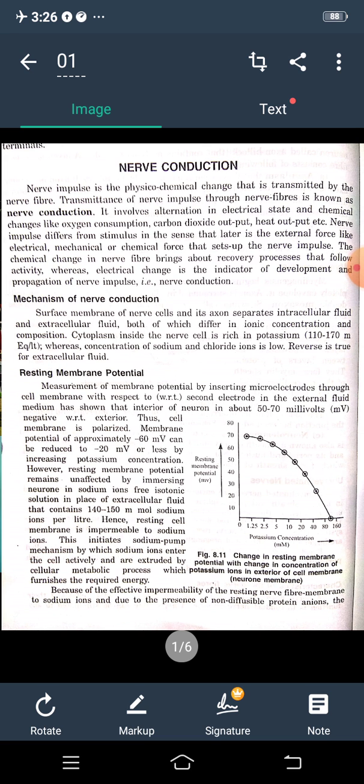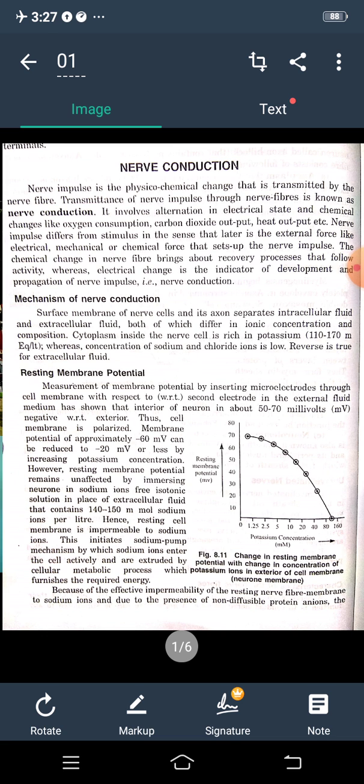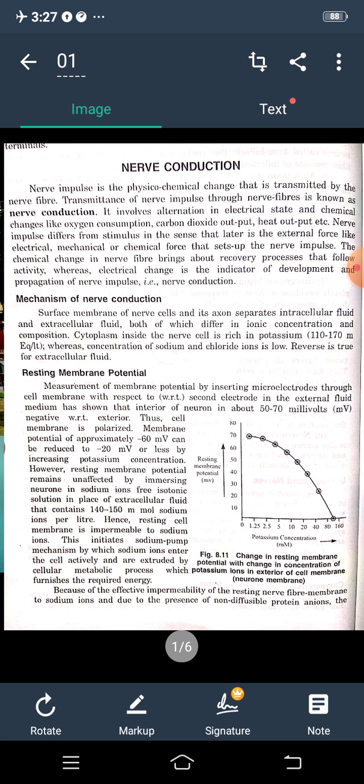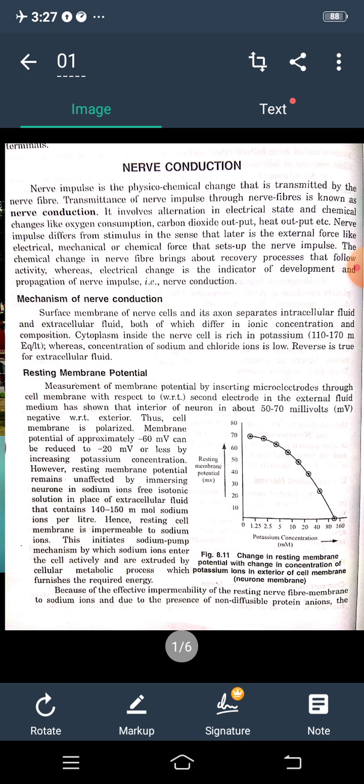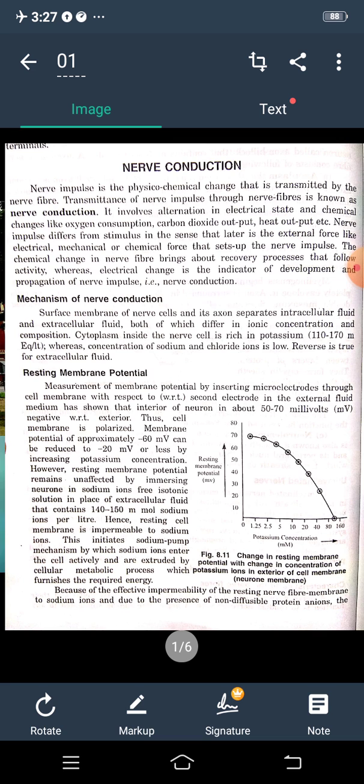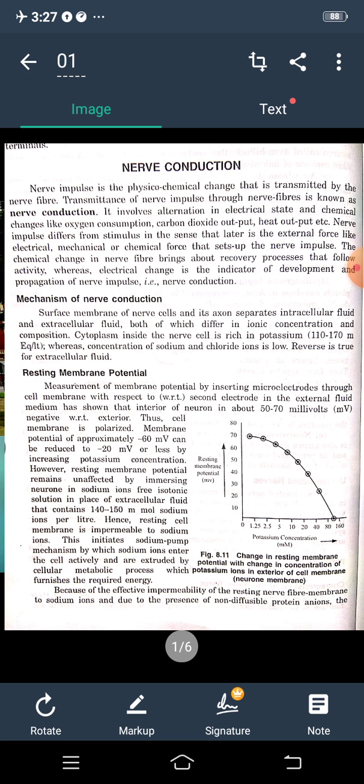However, the resting membrane potential remains unaffected by immersing neurons in a sodium ion free isotonic solution in place of extracellular fluid that contains 140 to 150 millimolar sodium ions per liter. Hence, the resting cell membrane is impermeable to sodium ions. This initiates the sodium pump mechanism, by which sodium ions that enter the cell are actively extruded by cellular metabolic process, which furnishes the required energy.